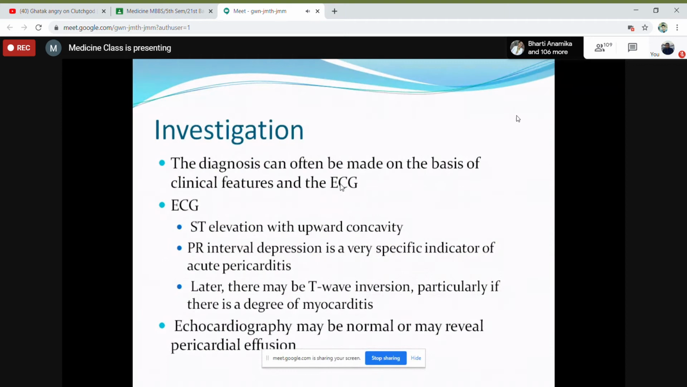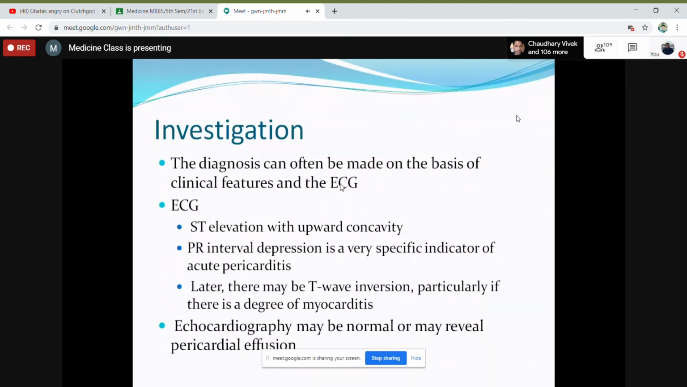In the second stage, the ST segment which was elevated returns to the normal level. In the third stage, there will be appearance of T wave inversion. And in the fourth stage, which generally occurs in weeks or months after the onset of pericarditis, the ECG returns to the baseline or the normal.